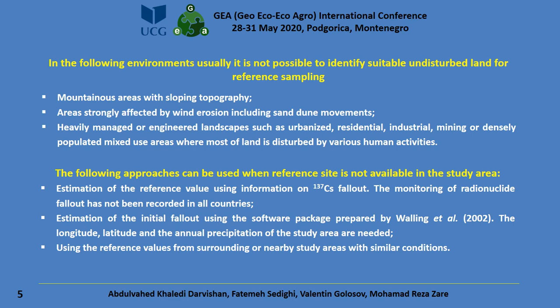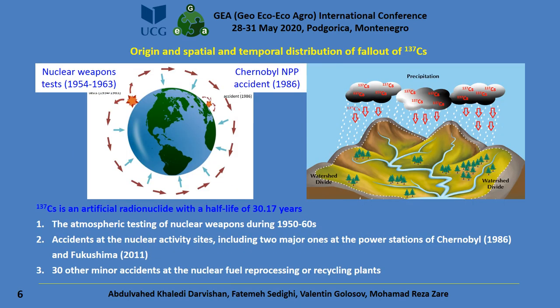But the monitoring of radionuclide fallout has not been recorded in all countries, so it is very difficult to use this solution also, because we don't have data in each country. But there is estimation of the initial fallout using software packages prepared by previous researchers; the longitude, latitude, and the annual precipitation of the study area are needed to use this kind of software. And finally, using the reference values from surrounding or nearby study areas with similar conditions is another solution to the problems about the reference site.